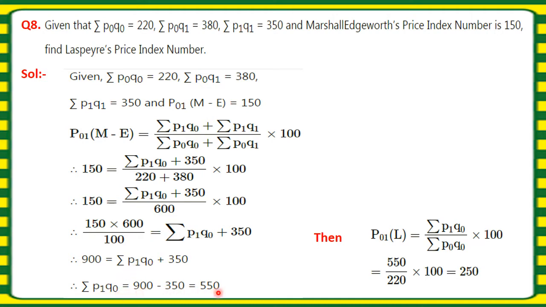Now we need to calculate Laspeyres price index number. That is, Laspeyres price index number is equal to sigma P1 Q0 divided by sigma P0 Q0 into 100. Substituting the values of sigma P1 Q0 and sigma P0 Q0, and after simplification we will get Laspeyres price index number as 250.